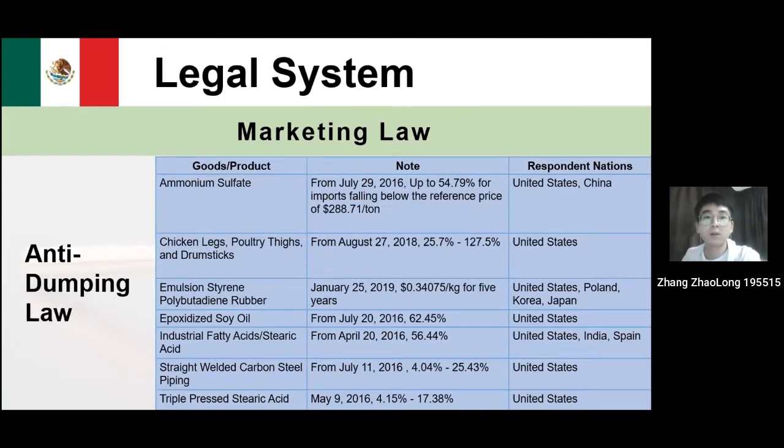Next, also about the marketing laws, the Mexican anti-dumping process. The normal value of the product exported to Mexico is usually to compare the price of the same or similar product in the normal trading process in the domestic market of the country of origin. There is the downstream price of the country of origin.